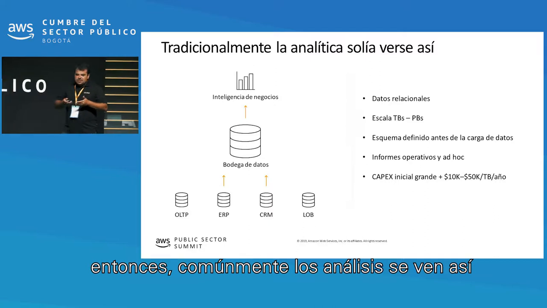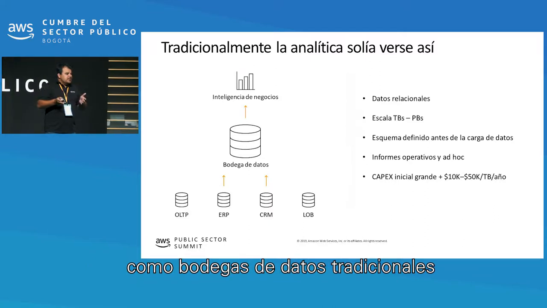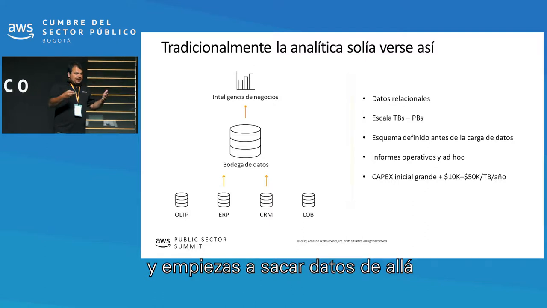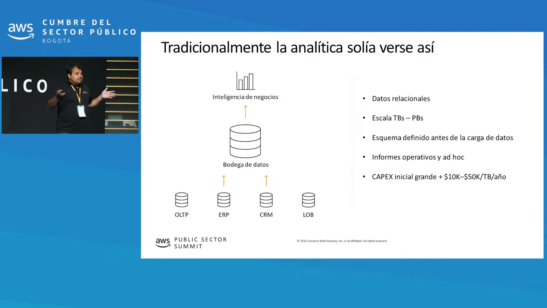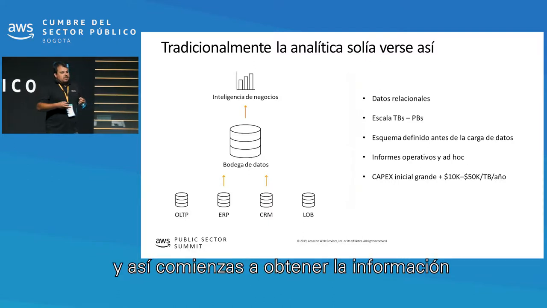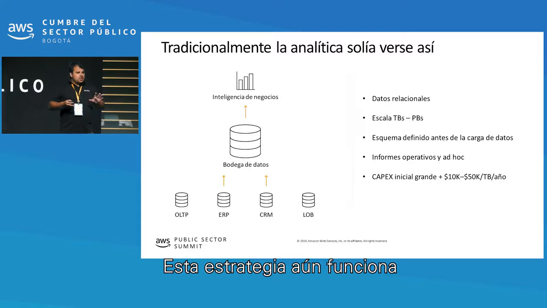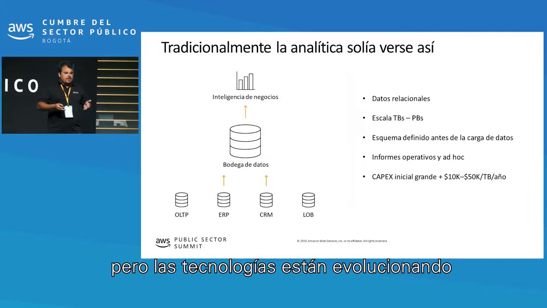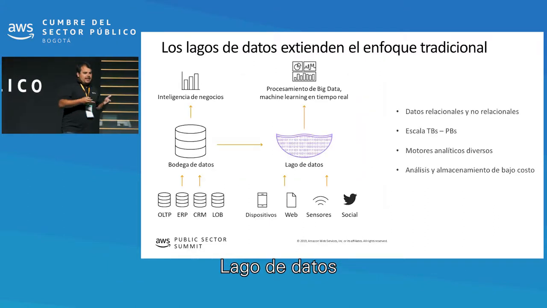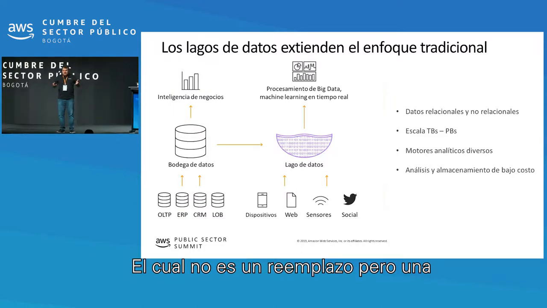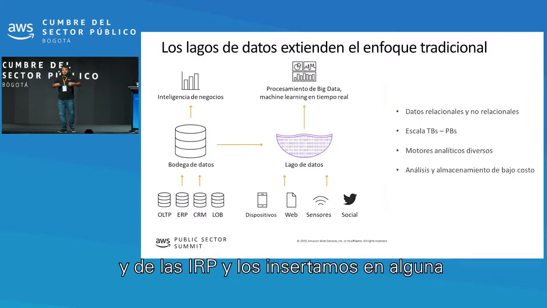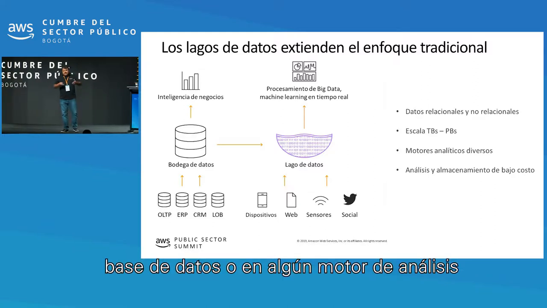So traditionally, analytics used to look like this, right? Traditional data warehouses. So you have your ERP, your CRM, you start extracting data from it and ingesting into a big data warehouse, right? Then you plug a business analytics tool, and then you start getting information, right? So this strategy still works, right? But technology is evolving, right? So because of that, in the last years, we started proposing this new paradigm called data lake, right? So data lake is not a replacement, but an extension to the traditional approach, right? So we are still getting data from the CRMs, from the ERPs, and ingesting into some database or analytics engine.